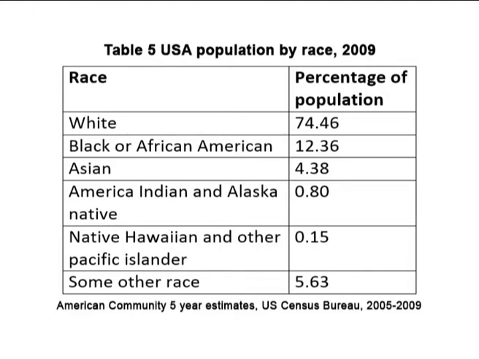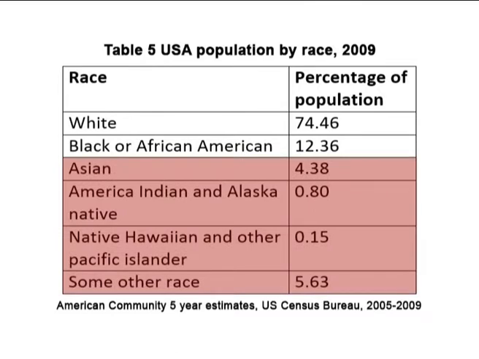Table 5 depicts the percentage of population distributed across various races. In 2009, whites accounted for 74% of the population. This was followed by African Americans, who accounted for 12.36% of the population. This was followed by Asians, American Indians and Hawaiians.